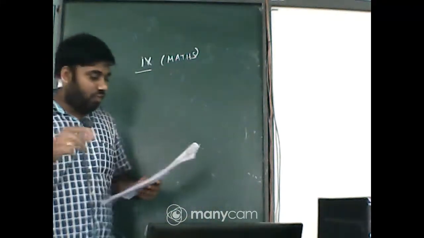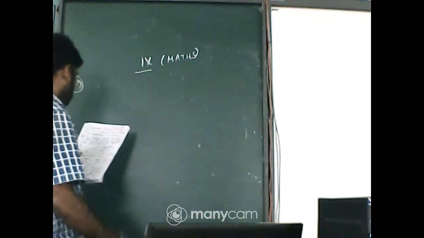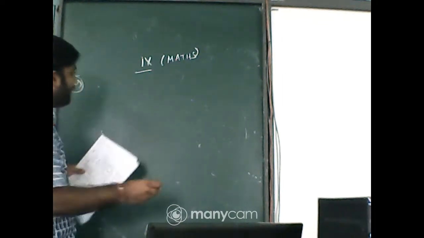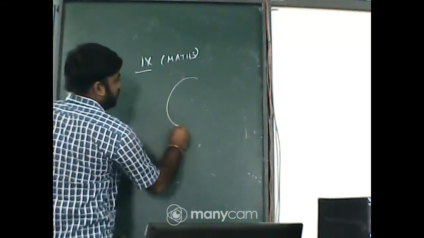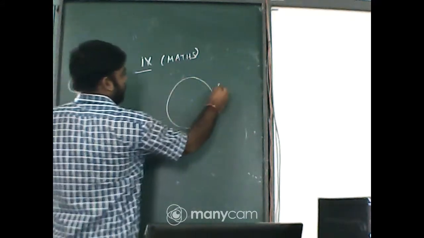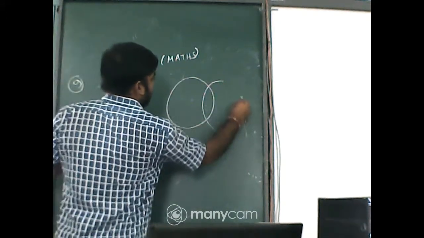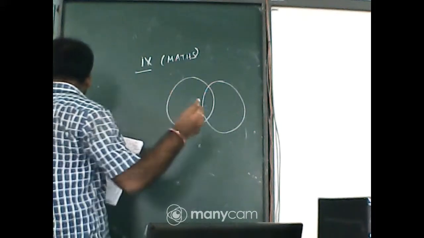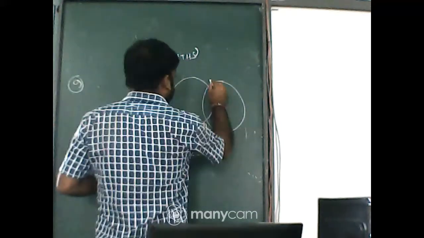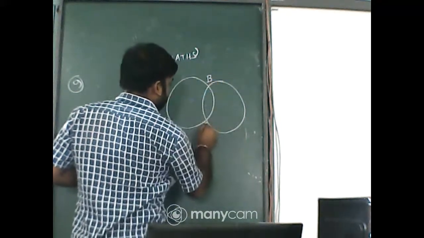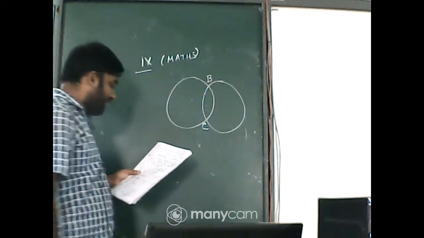Okay. So first of all, how to draw? Two circles intersect at points B and C. One circle and another circle. They intersect at B and C.